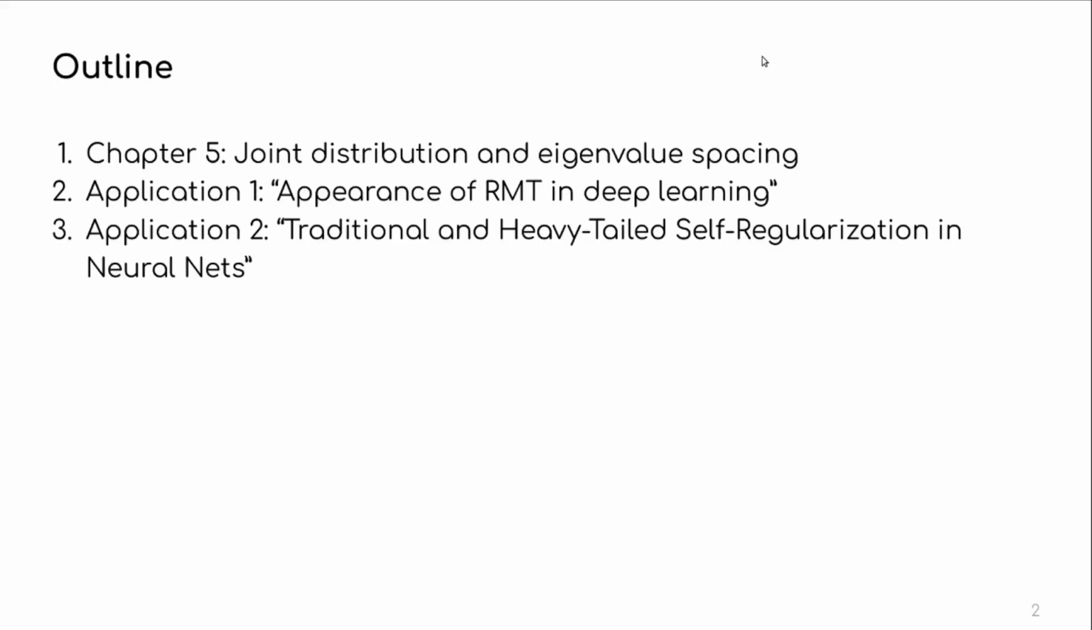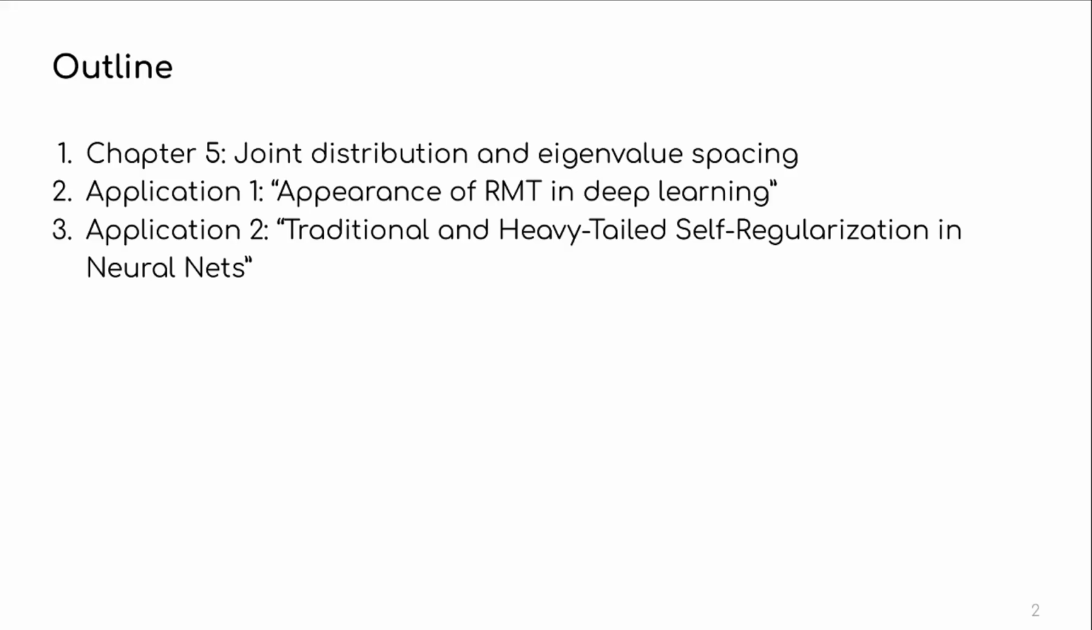Oh no. Okay. So the outline is basically, first, chapter 5, the joint distribution of eigenvalue and eigenvalue spacing. Really, this will be very short, because chapter 5 has a lot about edge statistics and different ways of computing the eigenvalue density, which we won't go into. We'll be mostly talking about another property of random matrix theory, which is the distribution of the distances between neighboring eigenvalues. This will be relevant to the two applications that we'll be talking about next.